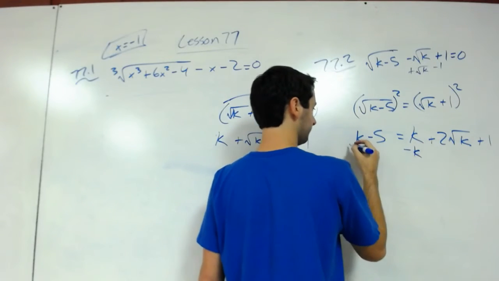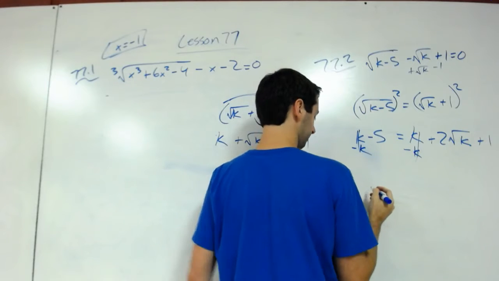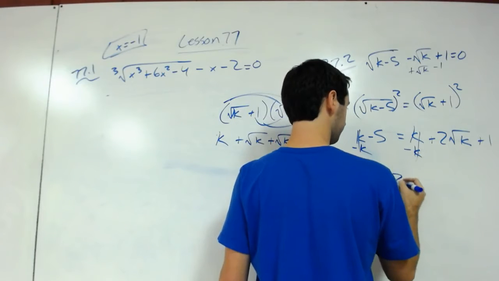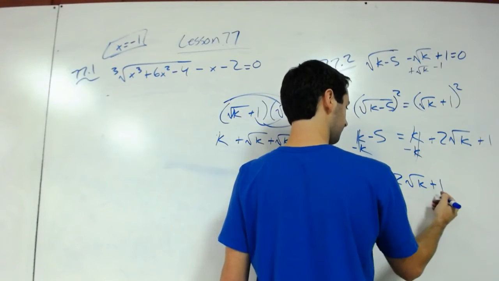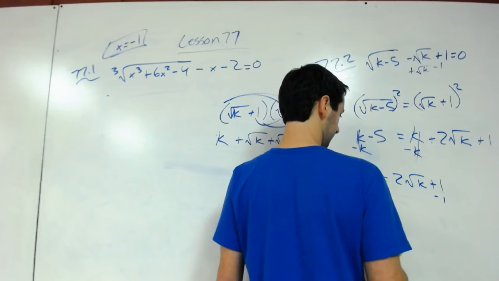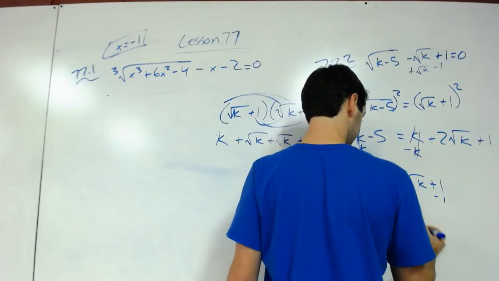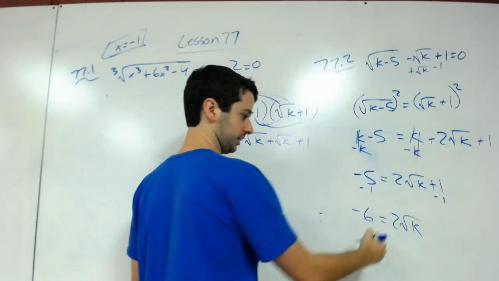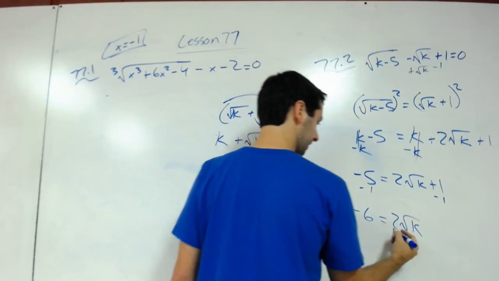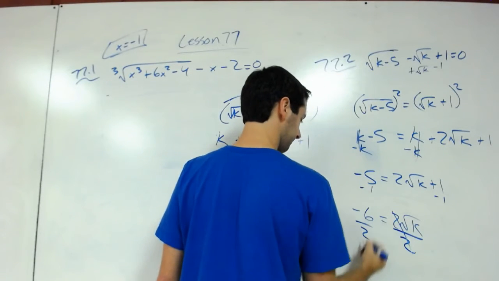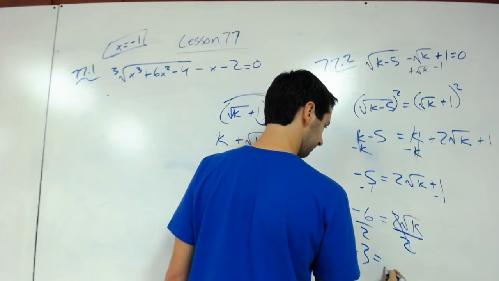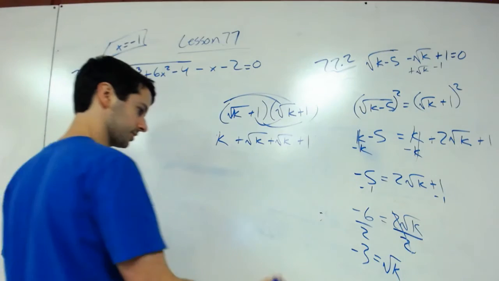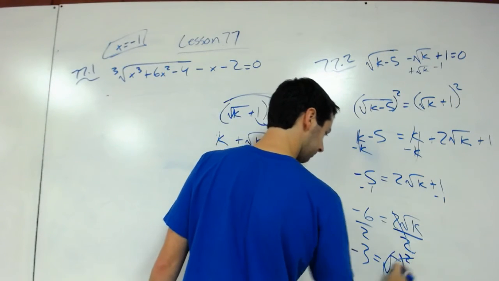Subtract k, cancels, lovely. Negative 5 equals 2 radical k plus 1. Subtract 1. Negative 6 equals 2 radical k. Now from here, you don't square anything yet. We can get rid of the 2 by dividing, because it's 2 times radical k. So we divide by 2. That's negative 3 equals radical k. And k is not by itself yet. We still have to square it to get rid of the square root.